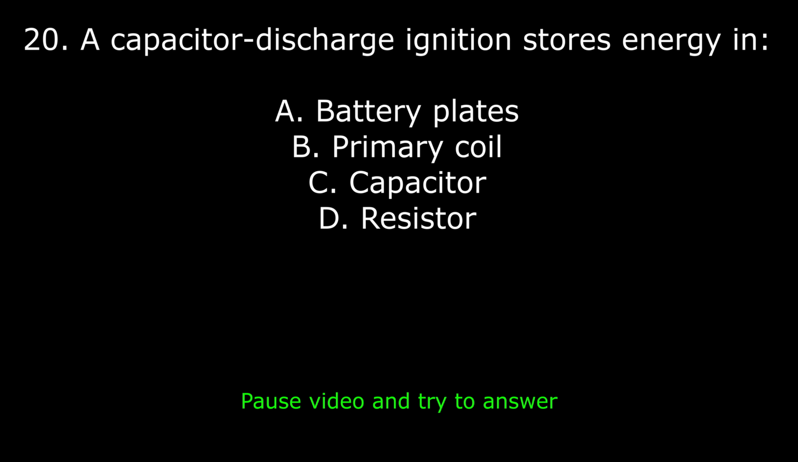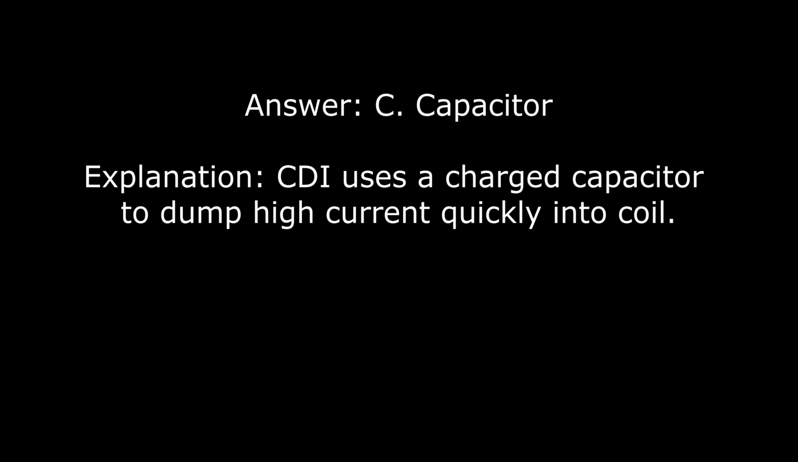20. A capacitor discharge ignition stores energy in A. Battery plates. B. Primary coil. C. Capacitor. D. Resistor. Answer: C. Capacitor. Explanation: CDI uses a charged capacitor to dump high current quickly into coil.